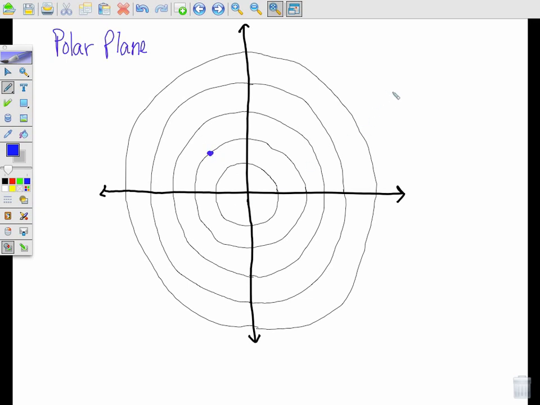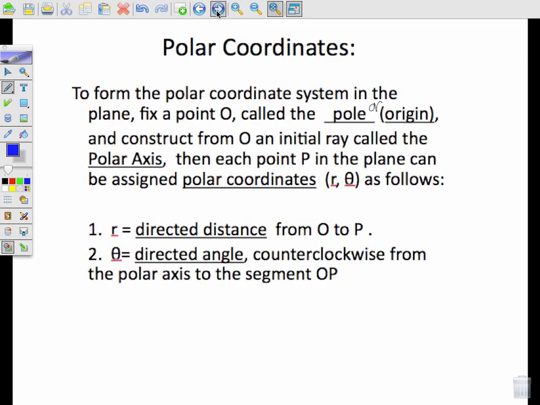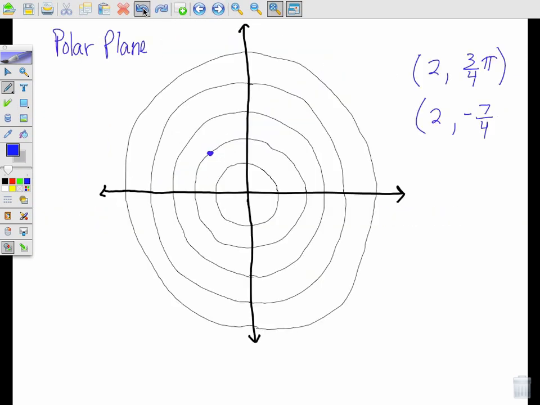Now here's how we actually name those points. The first one is (2, 3/4 pi). That's the one given to us. So 3 more ways. You also need to use the same positive 2, but also name the one that's coterminal to that. The coterminal angle would be going clockwise and using negative angles. So that would be negative 7/4 pi. Excuse me, negative 5/4 pi, in quadrant 2 there.